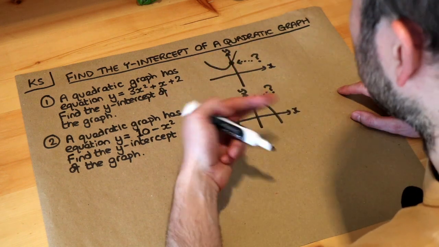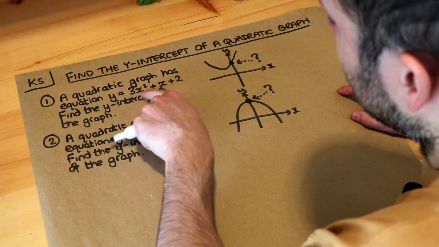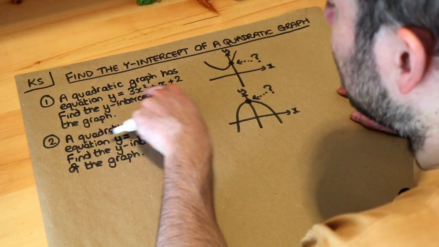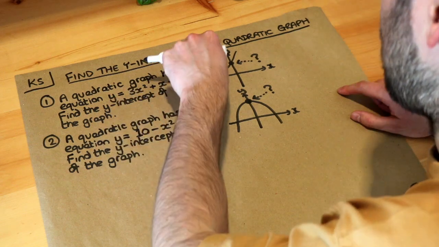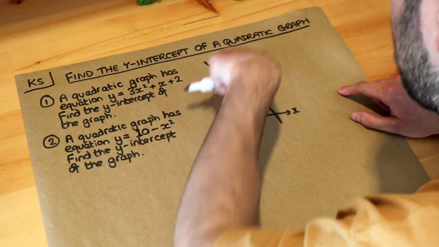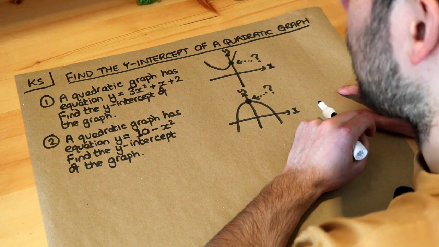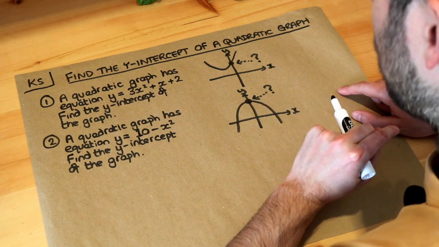In another video on plotting quadratic graphs, we can see that we could just try different values of x and substitute it into here to find the value of y, and then if we plot those various points, it's either going to make that shape or this shape here. In this particular video, we just want to find the y-intercept.